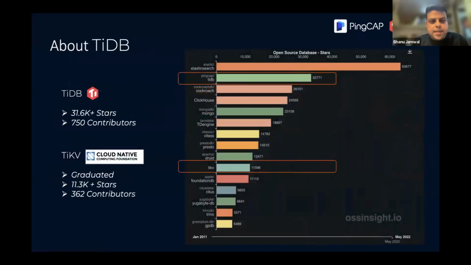Talking about TiDB as a database, on the right-hand side we have these statistics from GitHub. Generally, if you are a GitHub user, you would have observed that every repo on GitHub has stars given by the open source community. With that regard, you would see that TiDB is almost at the top in terms of open source adoption as of now. And TiKV, which is another component that I'm going to touch on a little later, is also on the top 10 list of databases adopted by the open source community.